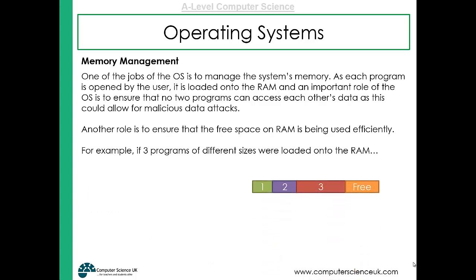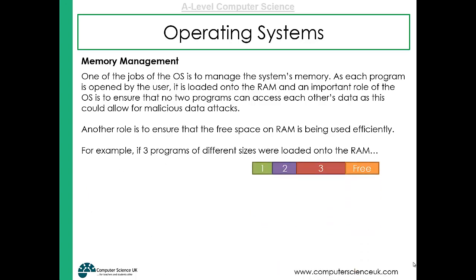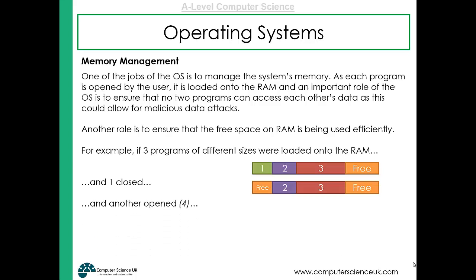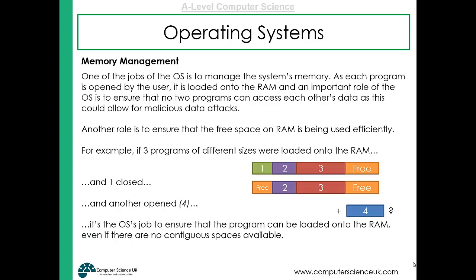So if you think of three programs of different size being loaded onto the RAM, that bar there represents the RAM. You've got program 1, program 2, program 3, and then you've got some free space. And if program 1 closed, then we'd have free space in two different places. And if we wanted to open another program that was slightly too big for both of those spaces, then what would happen? Well, it's the operating system's job to ensure that the programs can be loaded onto the RAM, even if there's no what's known as contiguous spaces available. That means spaces that are physically next to each other in the RAM. So it might split that program up into two parts and fill the holes that way.